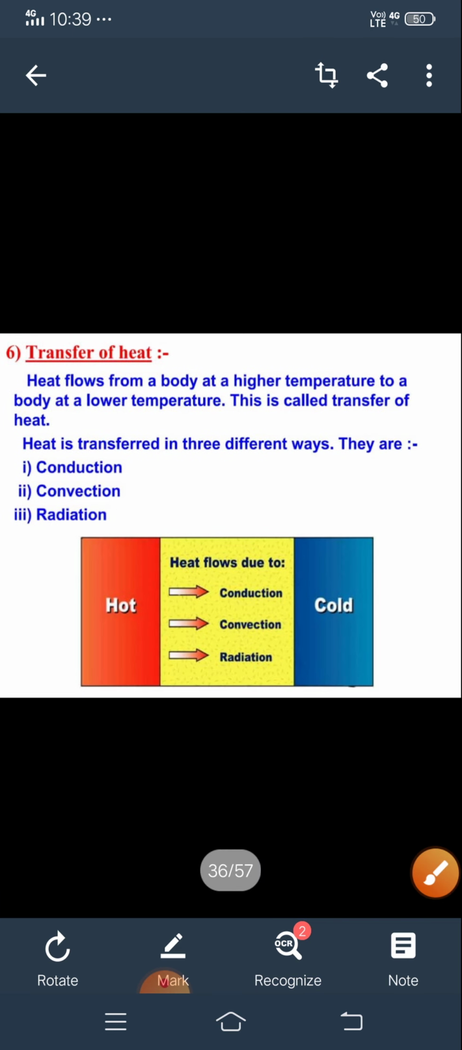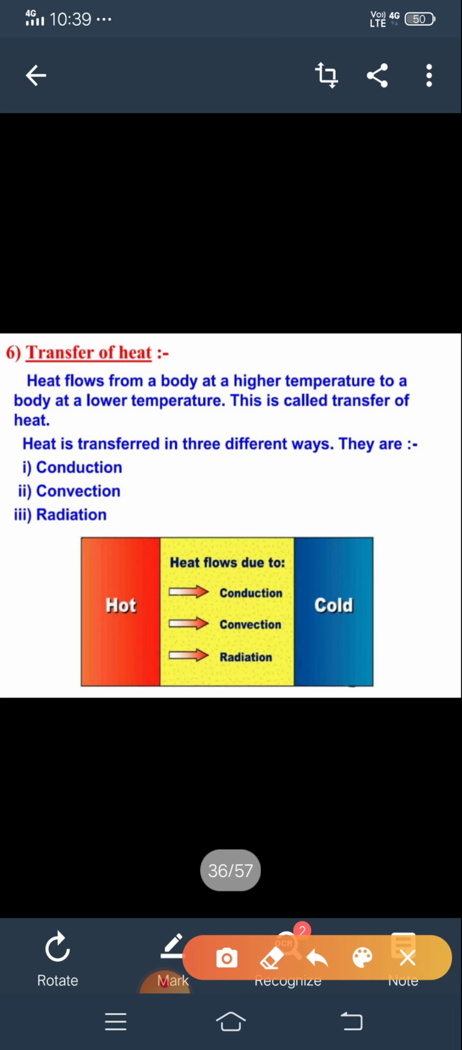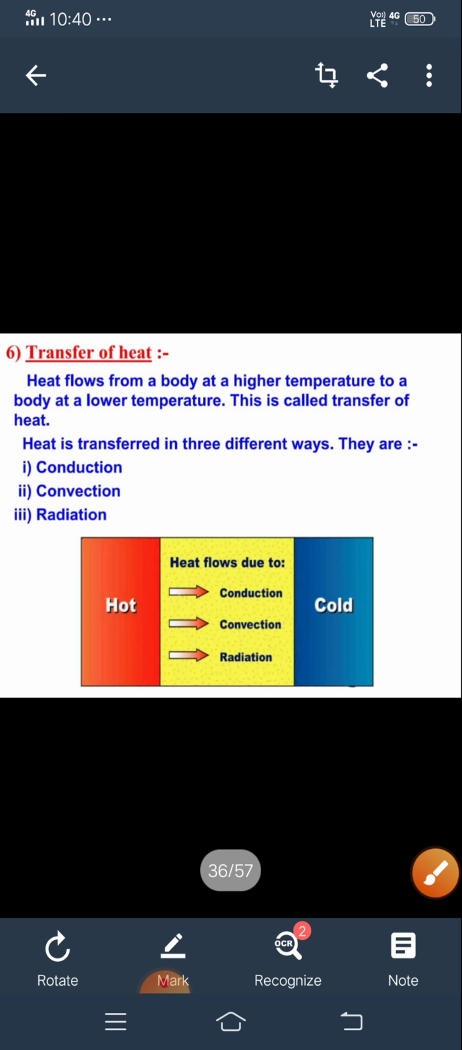Okay. Next one, transfer of heat. What do you mean by transfer of heat? As you know, transfer of heat means heat flows from a body at higher temperature to lower temperature. This is called transfer of heat. It is a simple definition. As you know, there are three different ways: conduction, convection and radiation. Okay, let us move.